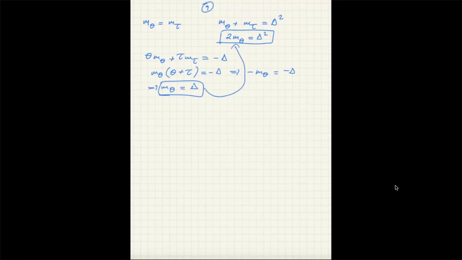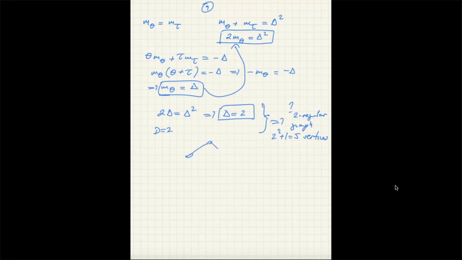And so we can take this and plug it in there. And what we get is that 2 times delta equals delta square, and delta is at least 2, so we get delta equals 2. So if delta equals 2, the diameter d was 2, so in this situation we're looking for a 2-regular graph with 2 square plus 1, 5 vertices. And what can that be? It's just a cycle C5. So in this case, we get that gamma is C5. So that takes care of one part.